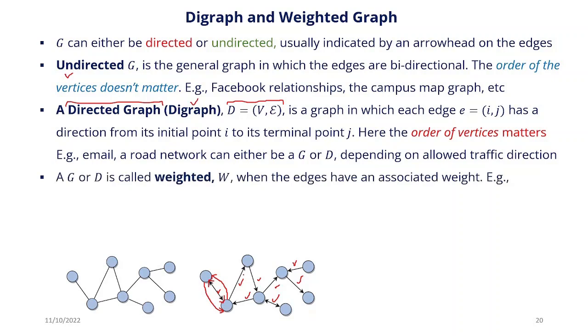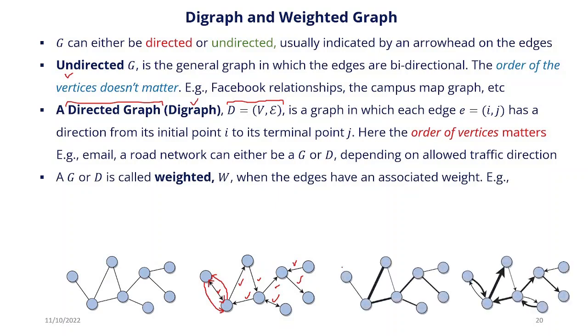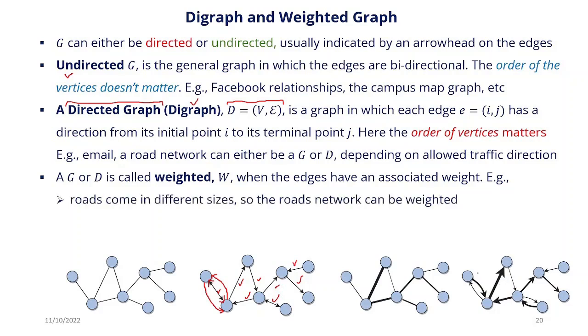So apart from general graphs and directed graphs, there is also something called a weighted graph. In this case, a weight is associated with the edges of the graph. So we have examples here. A general graph which is not a digraph can be weighted, and a directed graph can also be weighted. So this is very practical. For example, roads come in different sizes. Some roads can take 2 vehicles at the same time. Some roads can take 4 vehicles at the same time. So we can use the weight to indicate the size of the road. That's one example.